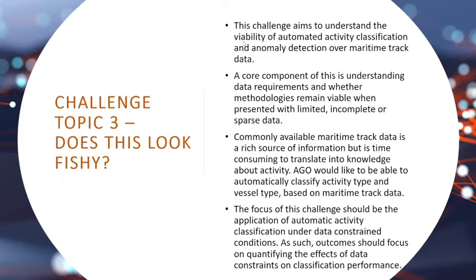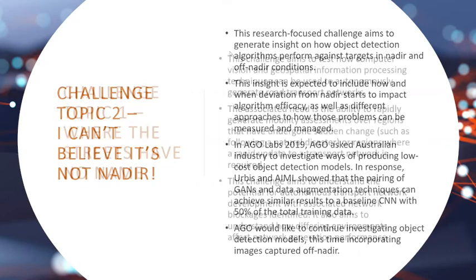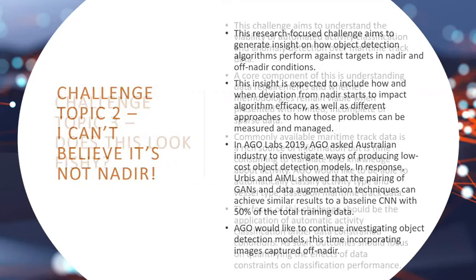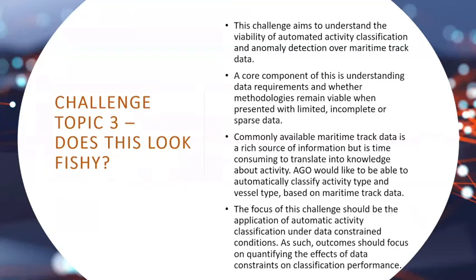Automated classification of vessel and activity, irrespective of reported type, can then be used to identify anomalies when compared with expected patterns of behaviour or other reported details. Obviously, real-world data can be inaccurate or incomplete. So, like I said, a key component of this challenge is how these limitations constrain or degrade the classification performance, and outcomes should really include metrics on these effects.